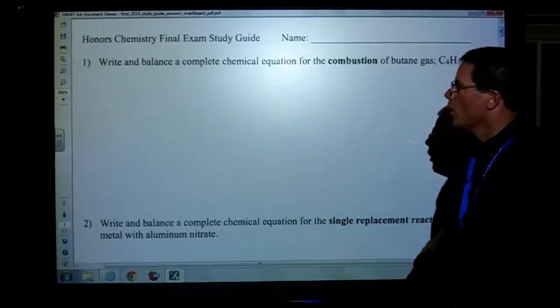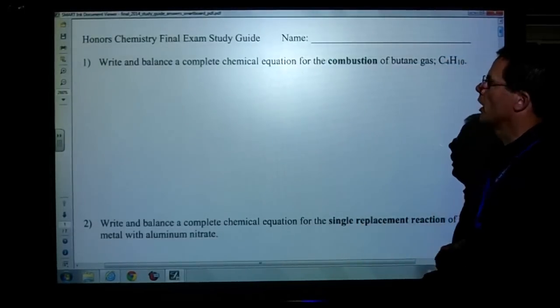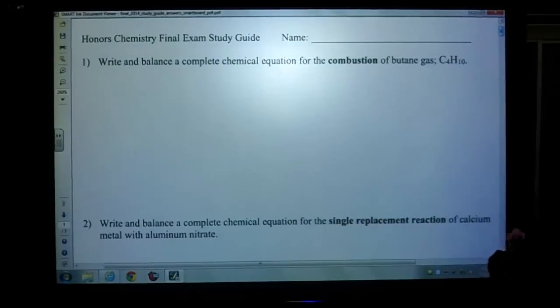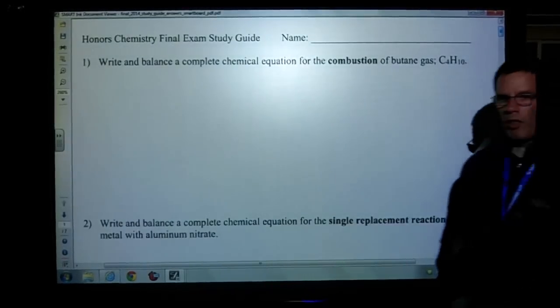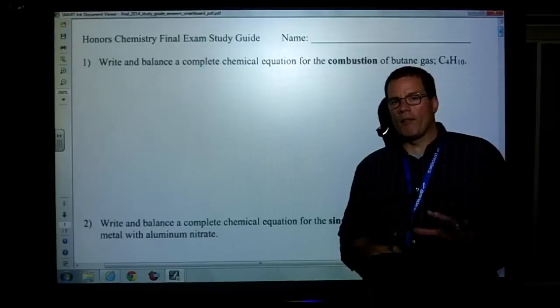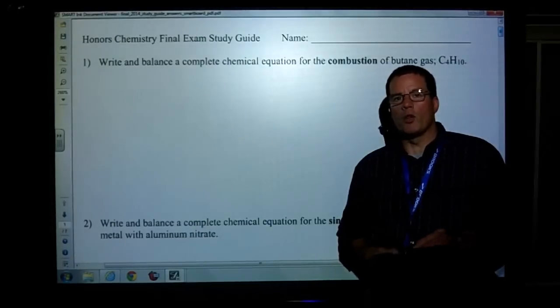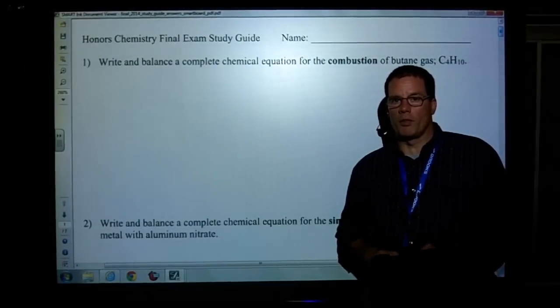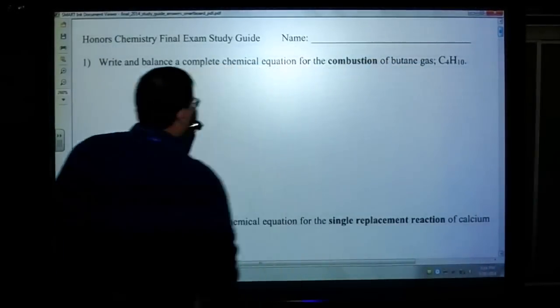Here we go. Question number 1 says, write and balance a complete chemical equation for the combustion of butane gas. One of the things you want to make sure you remember are the 5 different types of reactions that you were taught at the beginning of the semester. Again, the 5 types real quickly.